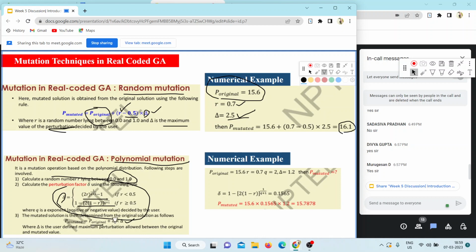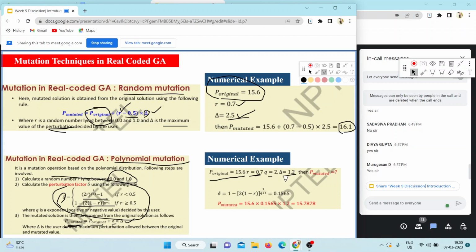So if you find this by these two formulas, if you know this value delta, you will get the mutated parent value. So let's see this with an example. The original parent is given as 15.6, similar to here also. Here we have taken r as 0.7, right, and q is given 2 and del is given 1.2.